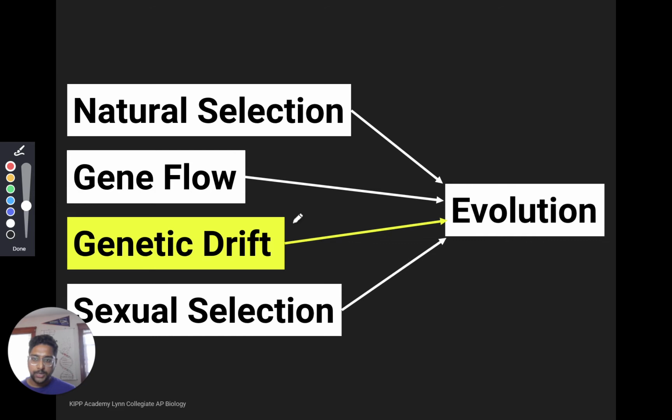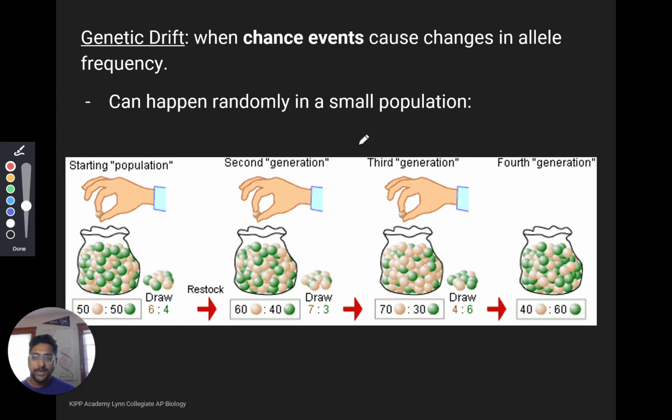The next thing we're going to look at is this idea of genetic drift. Genetic drift is when a chance event, this means random, it is a random chance event, causes a change in allele frequency. So this is when something can happen in a population. The example that we'll look at is, like, let's look at what would happen if we had a bag of gumballs. Half of them are lemon, half of them are lime.